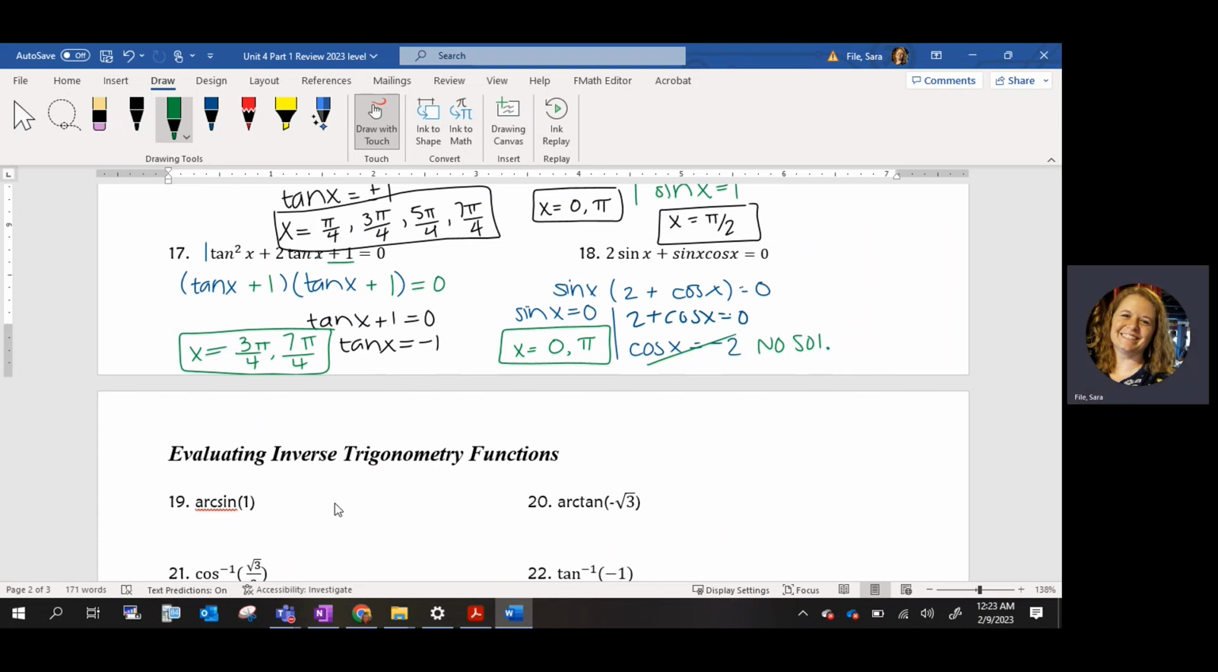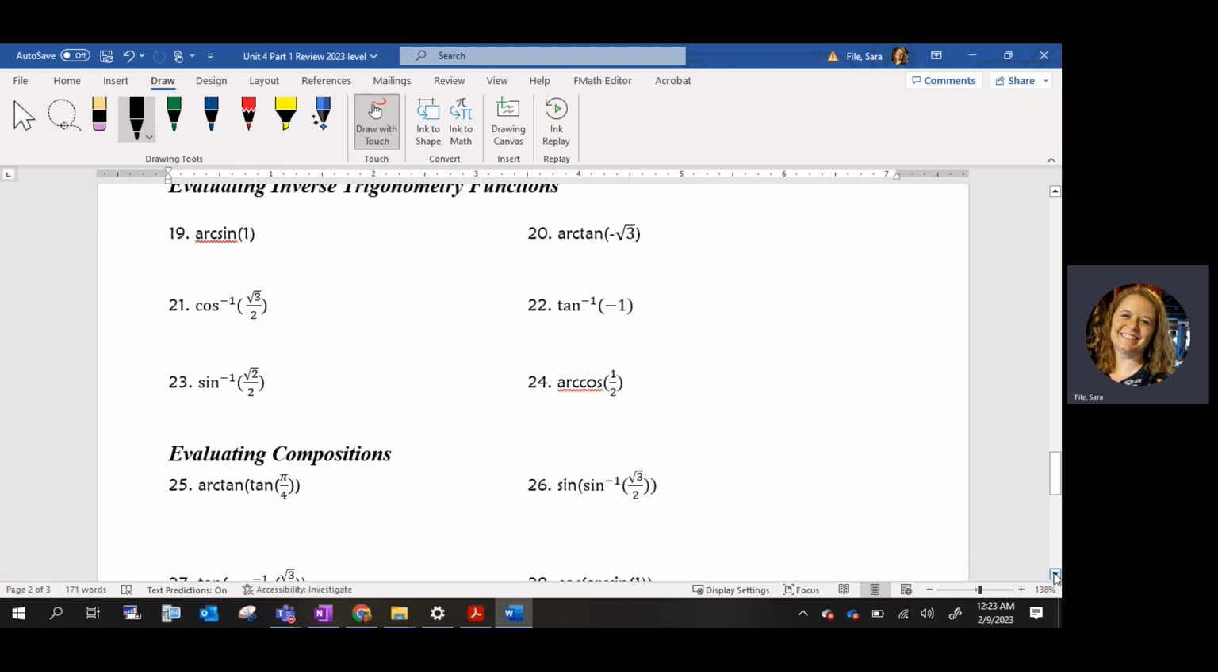All right, so that's solving trig equations. So then we're going to jump to inverse trig. Remember, arc at the beginning of your trig function is the same as inverse. So arcsine or inverse sine mean the same thing. Arctan, inverse tan. Arc cosine, inverse cosine means the same thing. Your refresher that you need to remember are the restrictions of inverse sine, cosine, and tangent.